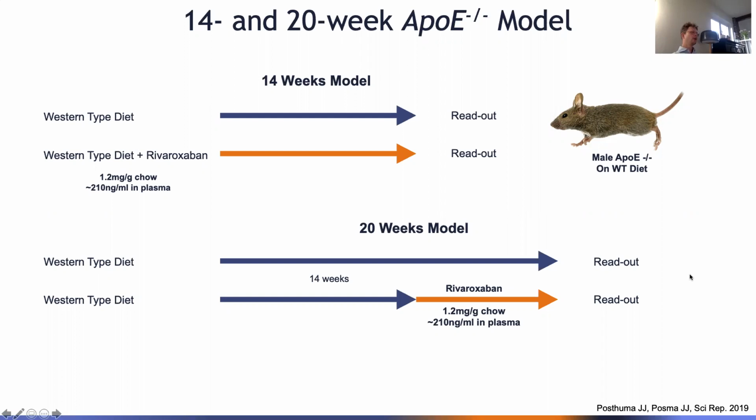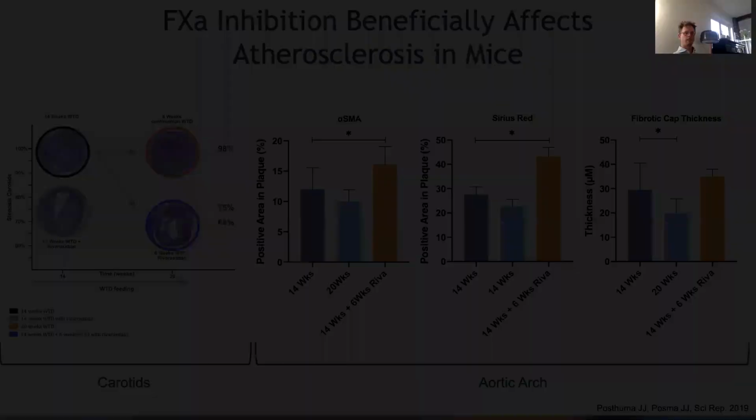Before I go to the results, in interpreting this model we assume that all the mice that are switched to rivaroxaban at this time point are similar in plaque formation to these mice, because these mice also have 14 weeks of Western-type diet. Okay, so let's see what happens between the rivaroxaban-treated mice and their controls.